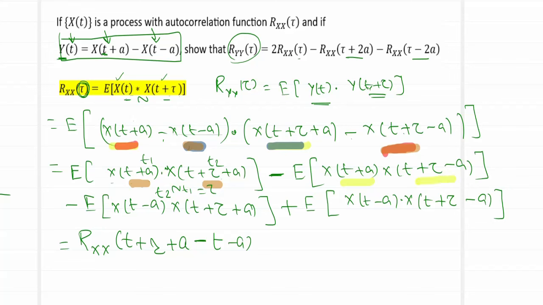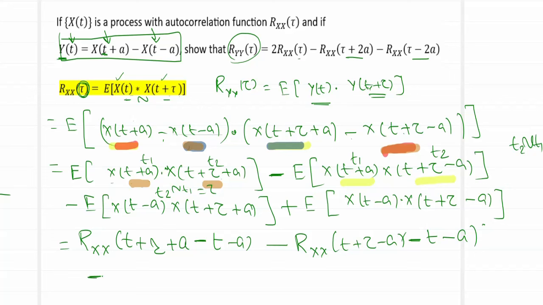How can I write this? I can write this as Rxx of T1, T2. Time difference will be T2 difference T1. So it is T plus tau plus A minus T minus A. Okay, so this completes the second term.